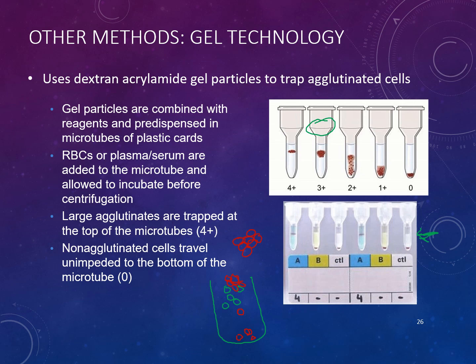So you can see the different types of reactions. If you have agglutination and those cells are unable to pass through, and you have a solid band across the top, then you have 4+. If it goes from the top to about midway, that is 3+. If it's from the bottom halfway up, that's 2+. If it's concentrated just to the lower part of that well, it's 1+. And if all your cells go to the bottom, it's negative.